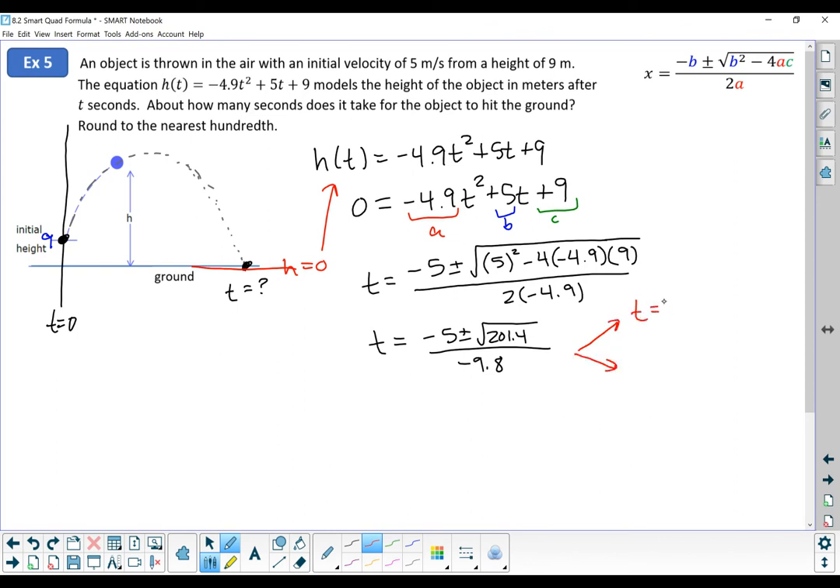t equals -5 plus root 201.4 all over -9.8, and t equals -5 minus root 201.4 over -9.8. You can't put the plus or minus symbol in your calculator. You just have to evaluate each of them separately. Use your fraction bar first.